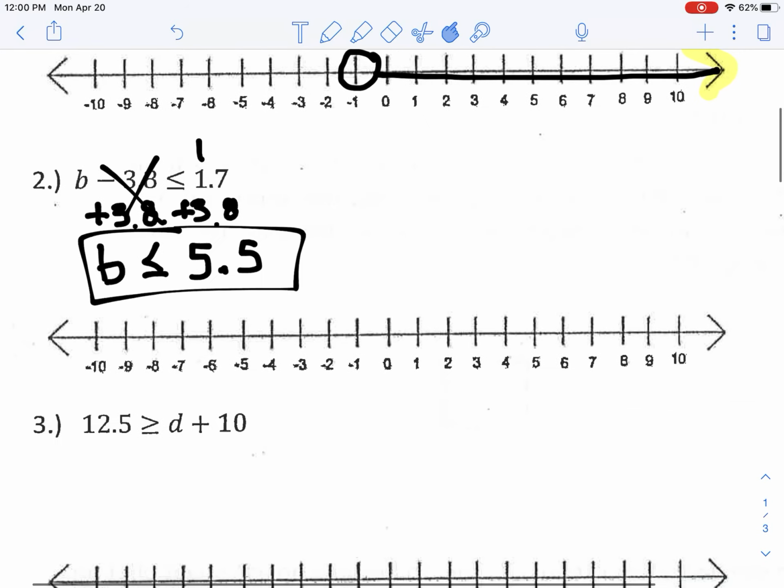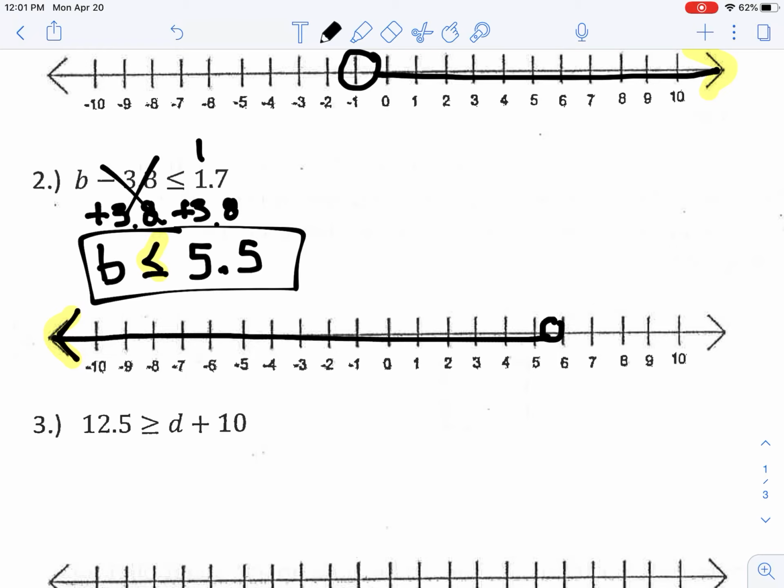So now we're going to find 5 5/10 in our graph. We're going to put a circle at 5 5/10. You're going to check your arrow of your sign. Less than points to the left. So we're going to darken the arrow going to the left, showing that all of those values could be a solution for B. Since it was less than or equal to, we're going to go ahead and close that circle. And that's showing that 5.5 could be a solution for our variable.